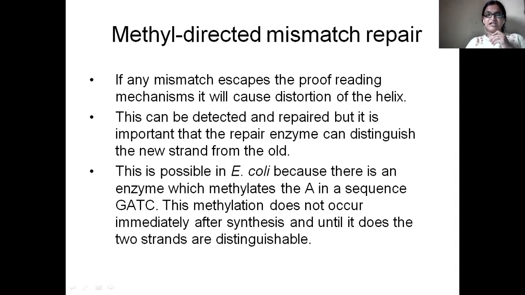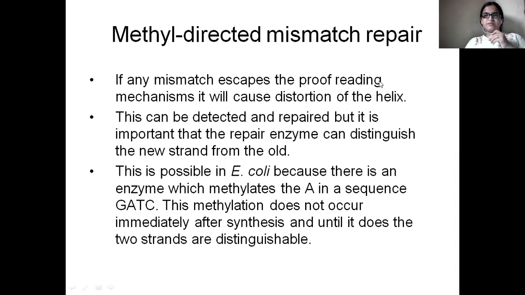Mismatch means it is not matching with the parental combination or parental sequence, right? Then only we can call it a mismatch. When a mismatch escapes the proofreading mechanism, what is this proofreading? When replication is occurring in the DNA molecule, there will be a proofreading mechanism.